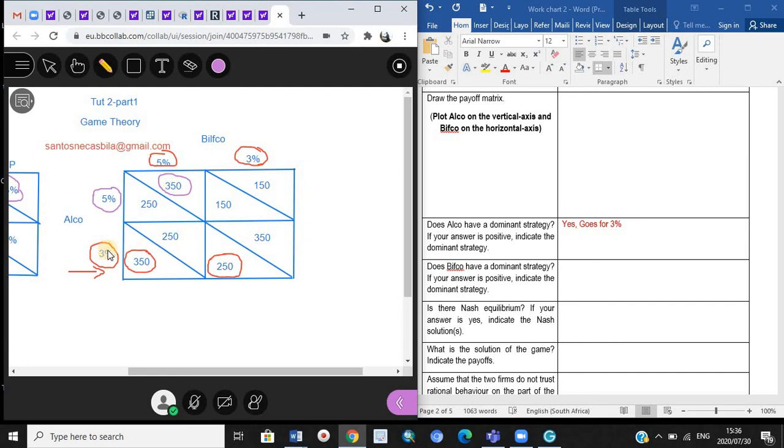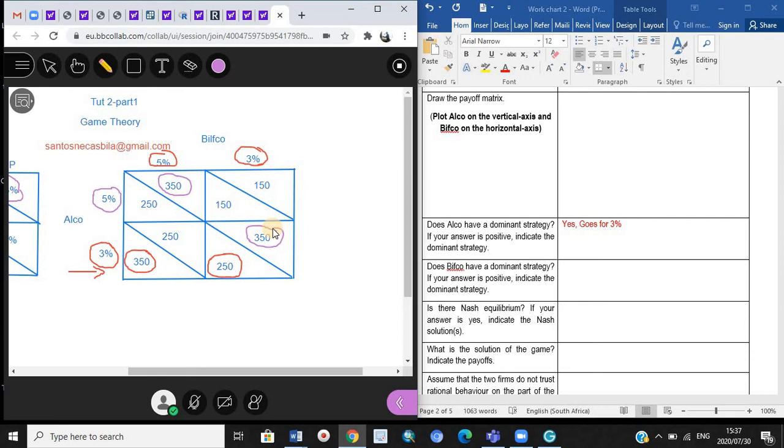If Alco chooses 3%, what is going to happen to Bilfco? Is he still going to choose this one, 5%, or is he going to choose 3%? In fact, between 150 and 350, 350 is bigger. Here between 350 and 250, 350 is bigger. So here he is going to choose 350. Again, the issue is easy.